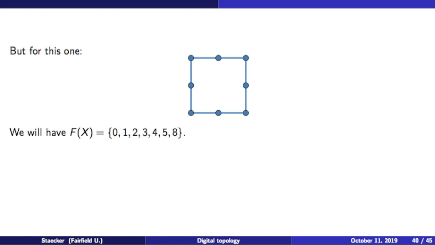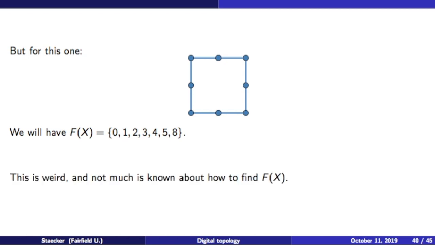And there's a gap in between. You can't get the other ones. This is weird, and not much is known about how to find this. Like in the paper with Boxer, we didn't really have any fancy techniques. We just sort of, every example is a little bit different, and we just do it by hand every time. So it would be interesting if any of you have some ideas about this, some kind of real theory or real technique to figure this out. We don't really have one.